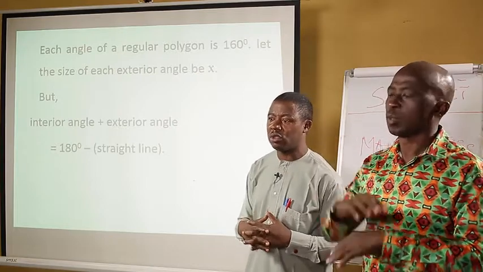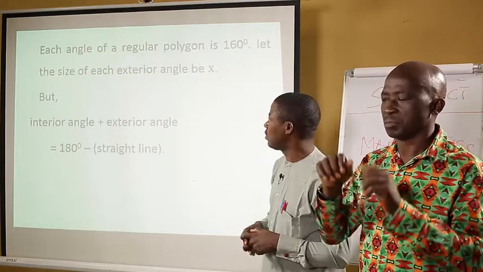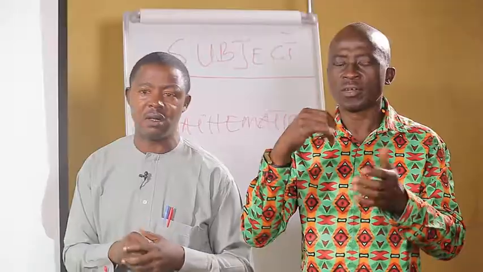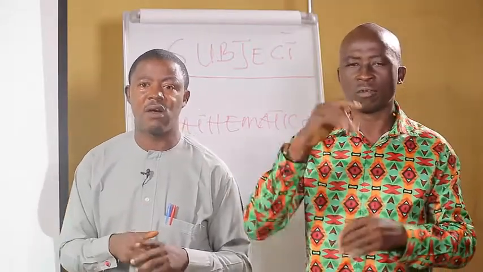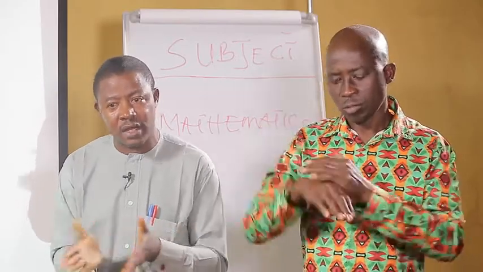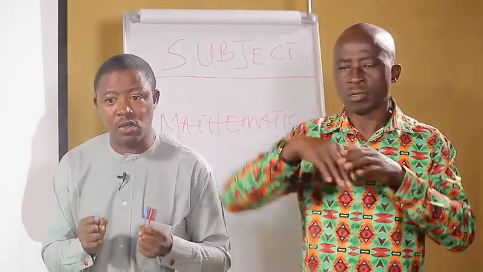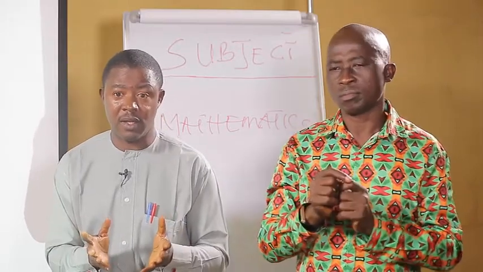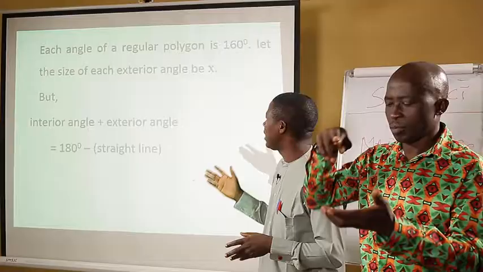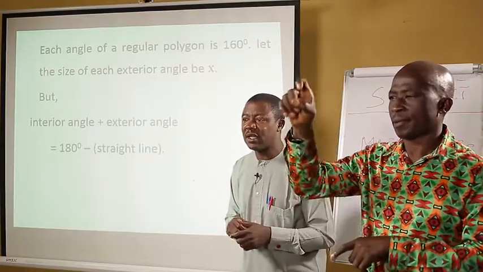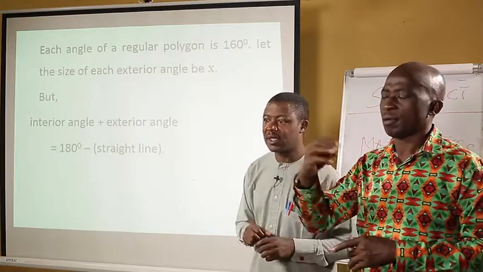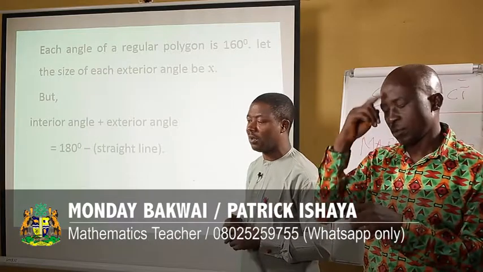Now, all we need to do is to find the size of each of its exterior angles. Because the interior angles are regular, the exterior angles are also going to be regular. Since the exterior angles are regular, we represent one of them by the letter x. So let x be one of the exterior angles of the polygon.